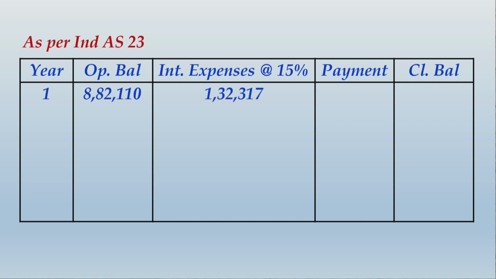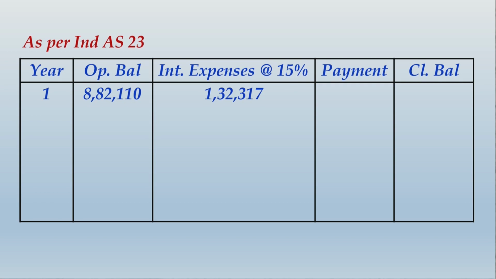So interest expenses that will be recognized in accounting records will be 1,32,317, which is 15% of 8,82,110. Mind it that the interest that will be paid every year will be just 1 lakh, whereas the interest that will be recognized will be 1,32,317. That is 15% of the opening balance each year.